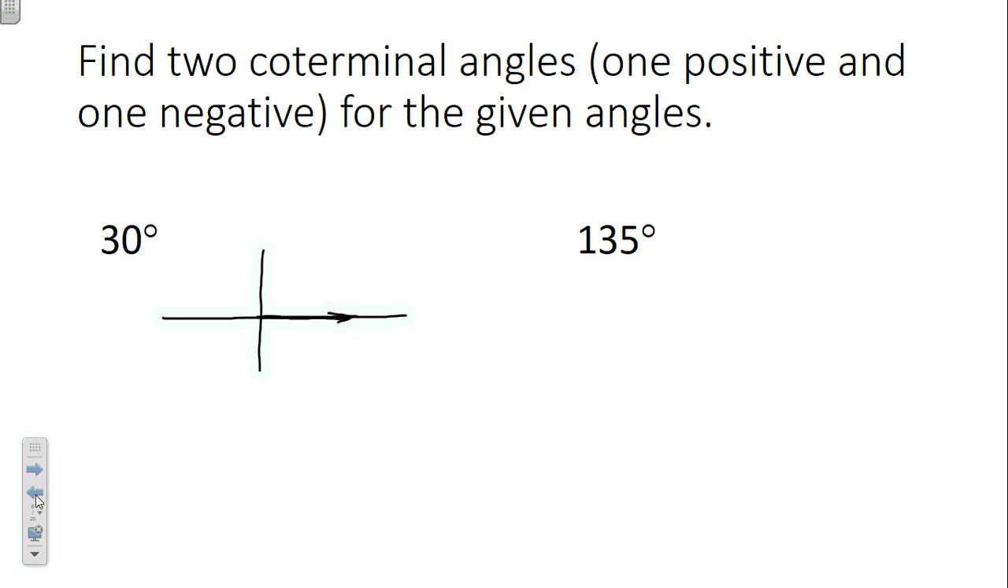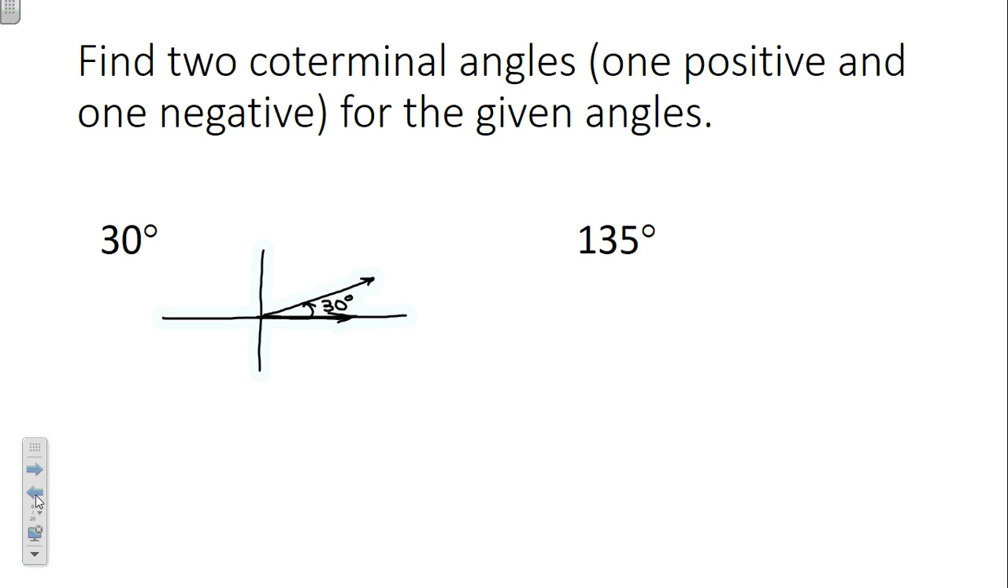Where's 30 degrees at? A little less than half. 45 would be half of 90, right? So a little bit less than half. So something like that would be a 30-degree angle. So that's its positive measure because I started at the initial axis and went in the counterclockwise direction. What would be its negative value?